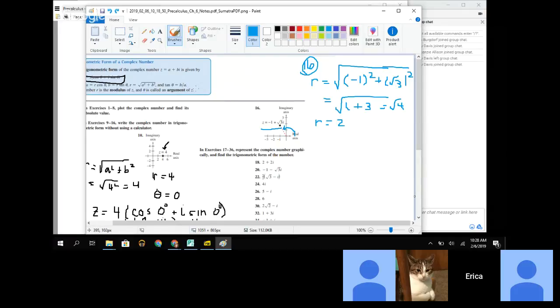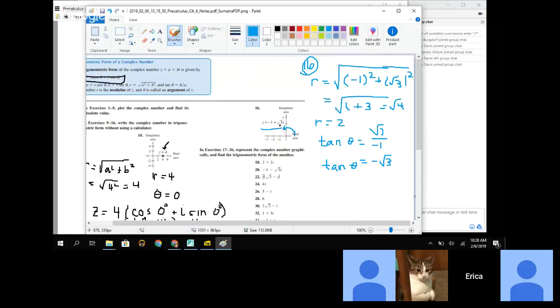Okay. So if I say that the tangent of theta equals my complex part, which is the square root of 3, over my real part, which is negative 1, I get that the tangent of theta is equal to negative square root of 3.